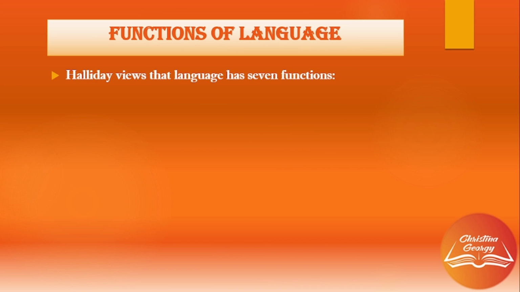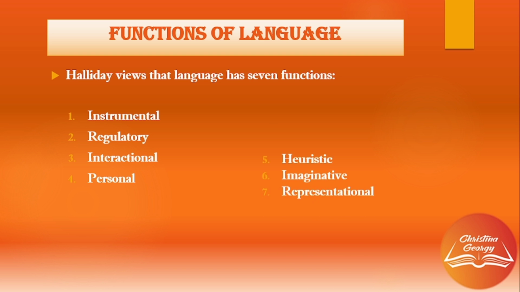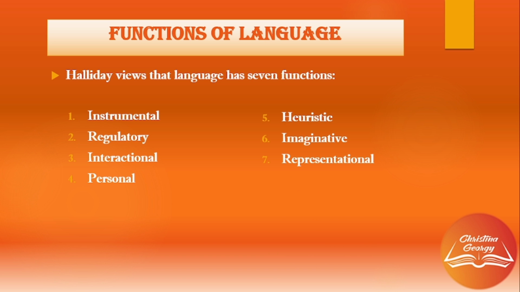Halliday views that language has 7 functions. Who's Halliday? He's an American linguist. So, do you know what these 7 functions are? Let's have a look at them. The first function is instrumental, regulatory, interactional, personal, heuristic, imaginative, and representational. Let's have a look at them one by one.